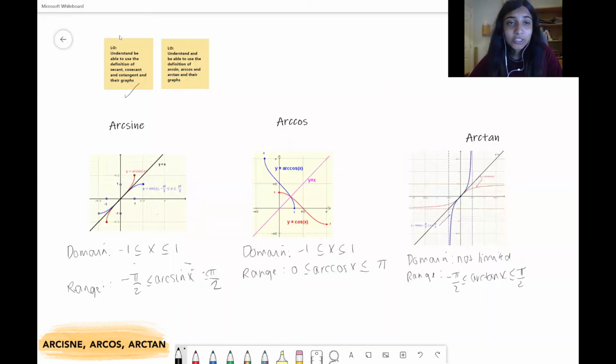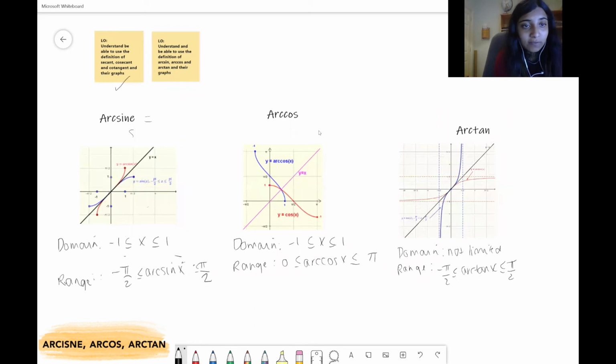Okay, so moving on to the second learning objective. I've laid out the 3 graphs here, and I will just walk you through all of them. The definitions of arcsine, arccos, and arctan are all just the inverse of sine, cos, and tan. So arcsine is just the inverse of sine. Arccos is just the inverse of cos, and arctan is just the inverse of tan.